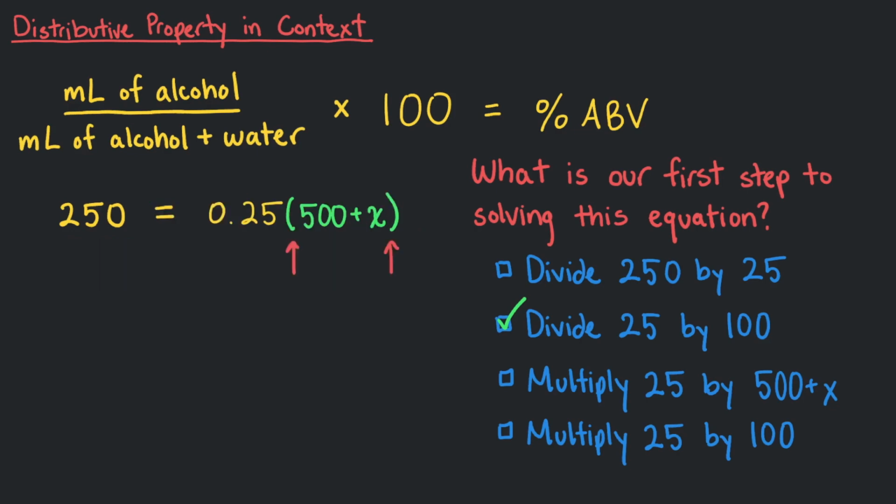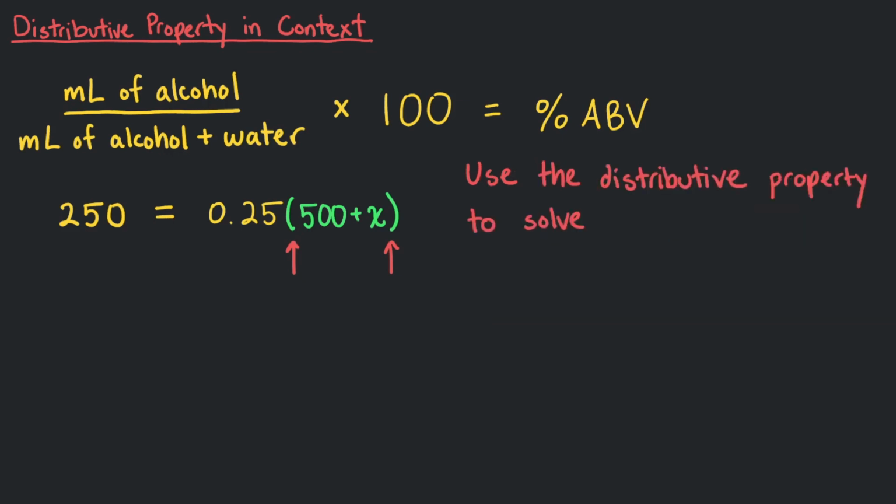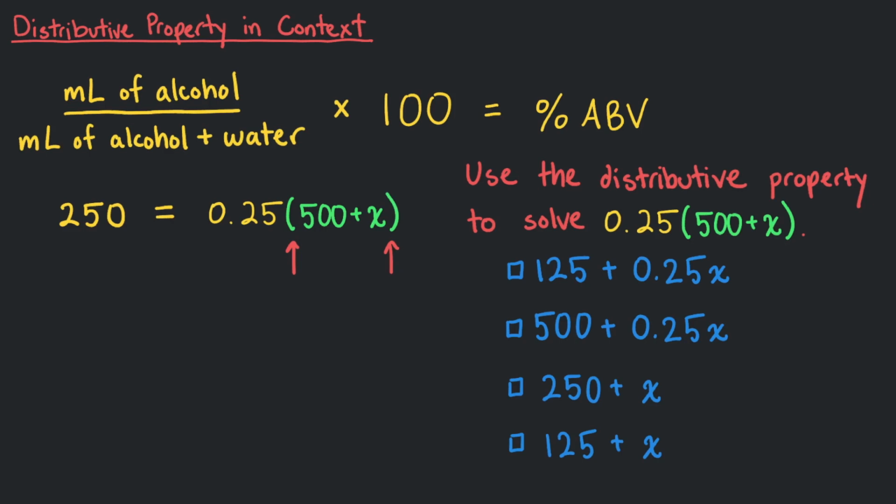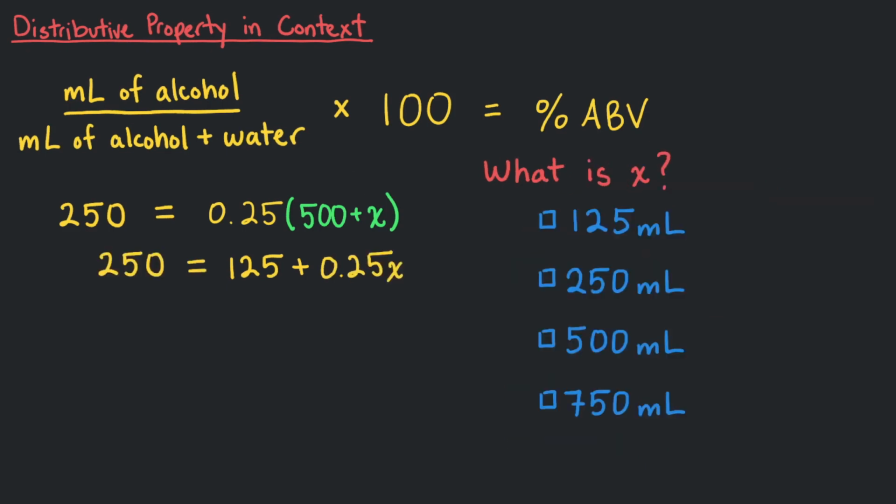To get rid of the parentheses, use the distributive property to solve 0.25 times 500 plus X. We will multiply the 0.25 by 500 to get 125. Keep the plus sign and then multiply 0.25 by X, which is 0.25X. We're almost done. What is X, which is the amount of water added to dilute the original 500 milliliters?